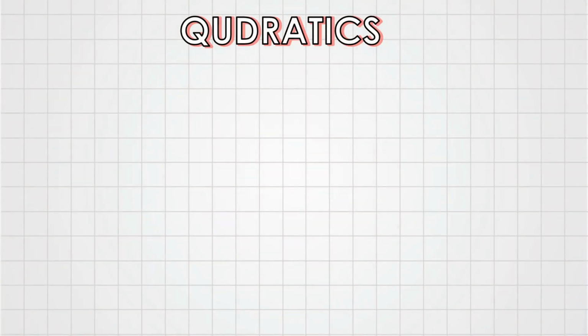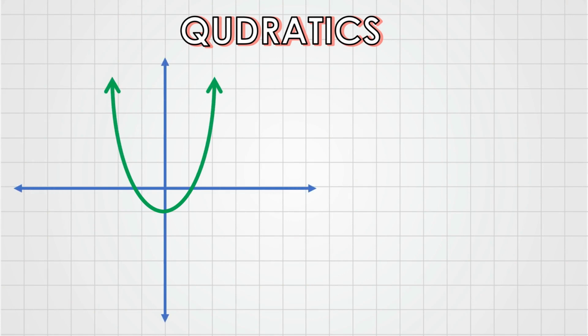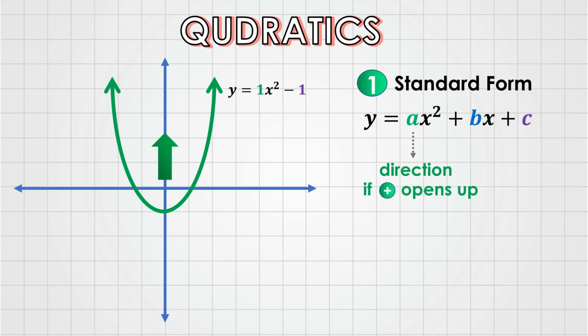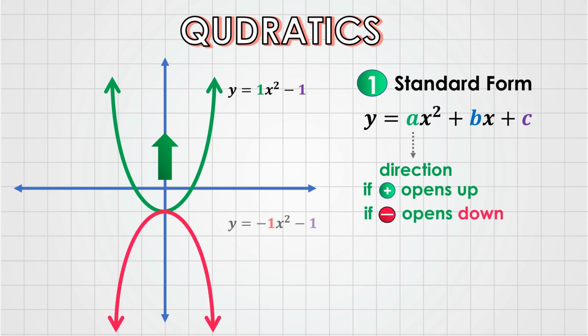There are three main forms of quadratic equations. The most common one is standard form, which is y equals ax squared plus bx plus c. The sign of a in this form determines the direction of the quadratic. If a is positive, the quadratic opens upward, like a smiley face. If a is negative, the quadratic faces downward, like a frown.